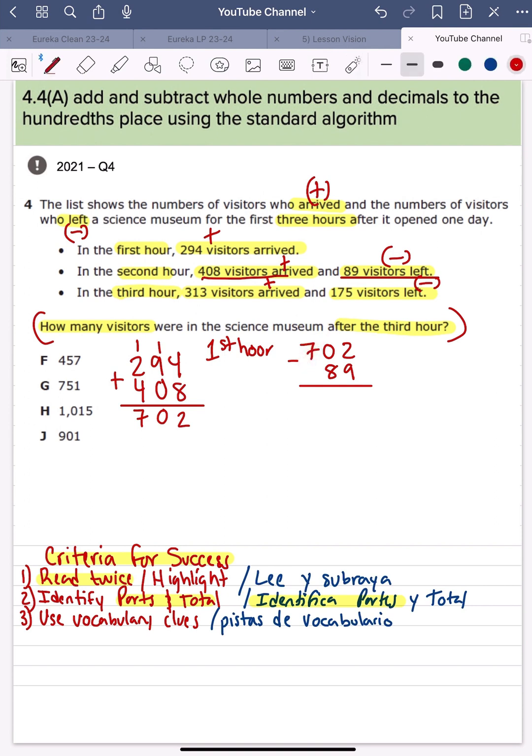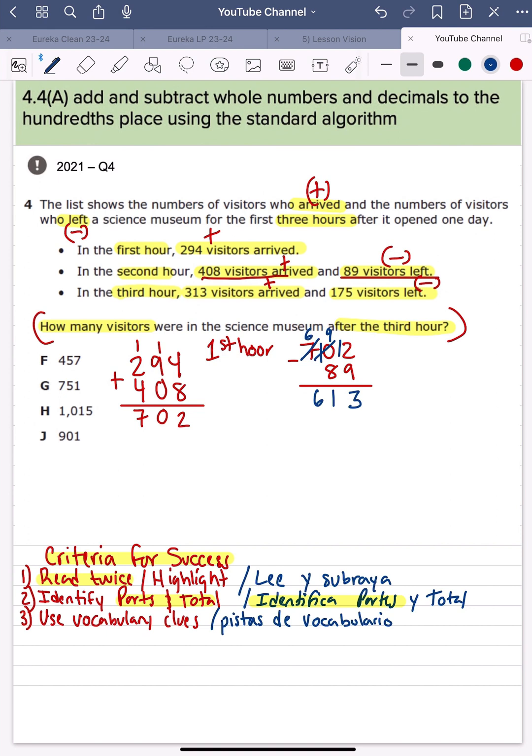So 7 is going to turn into a 6. The neighbor's going to turn into a 10. He doesn't need it. He's going to turn into a 9. And the ones is going to be now a 12. Now 12 minus 9, I can do that. The way I like to do it, guys, is I like to count up. So I'm already at 9. I'm going to stop at 12. After 9, I've got 10, 11, 12. That's going to be 3. 9 minus 8, that's easy, 1. And 6 minus nothing, that's 6. So 613 people left after the second hour.